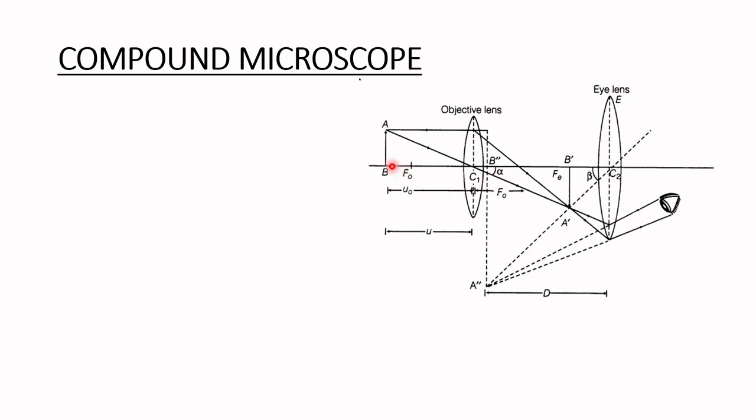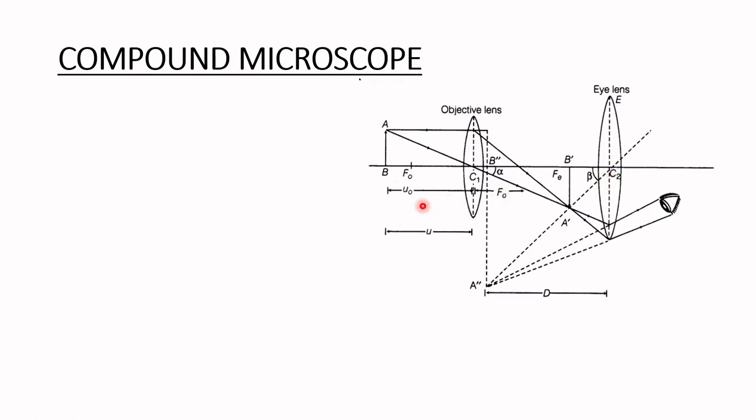Now the real object is kept just beyond the focus of the objective lens. Its image will be formed on the other side, that will fall within the focus of the eyepiece. And the final image is formed on the same side as the object, which is called A double dash B double dash in this figure. So this first image formed, A dash B dash, works as the virtual object for the eyepiece. The eyepiece behaves as a simple microscope in its working.